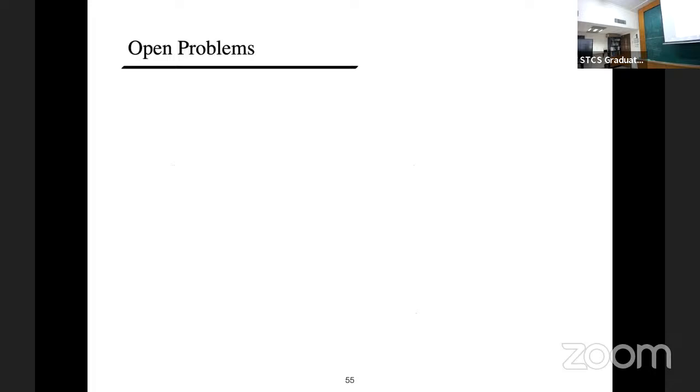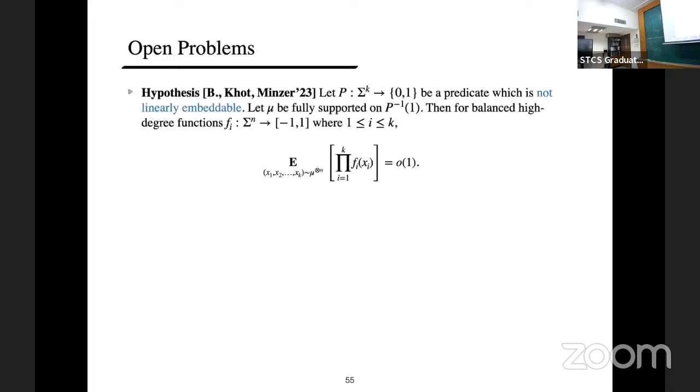So yeah, that's it. Again, the open problem is the technical lemma that I flagged: for every high degree function, the expectation is small. Can you show it in general for predicates that are not linearly embedded? If you could show this, it would characterize every predicate that has no linear embedding.